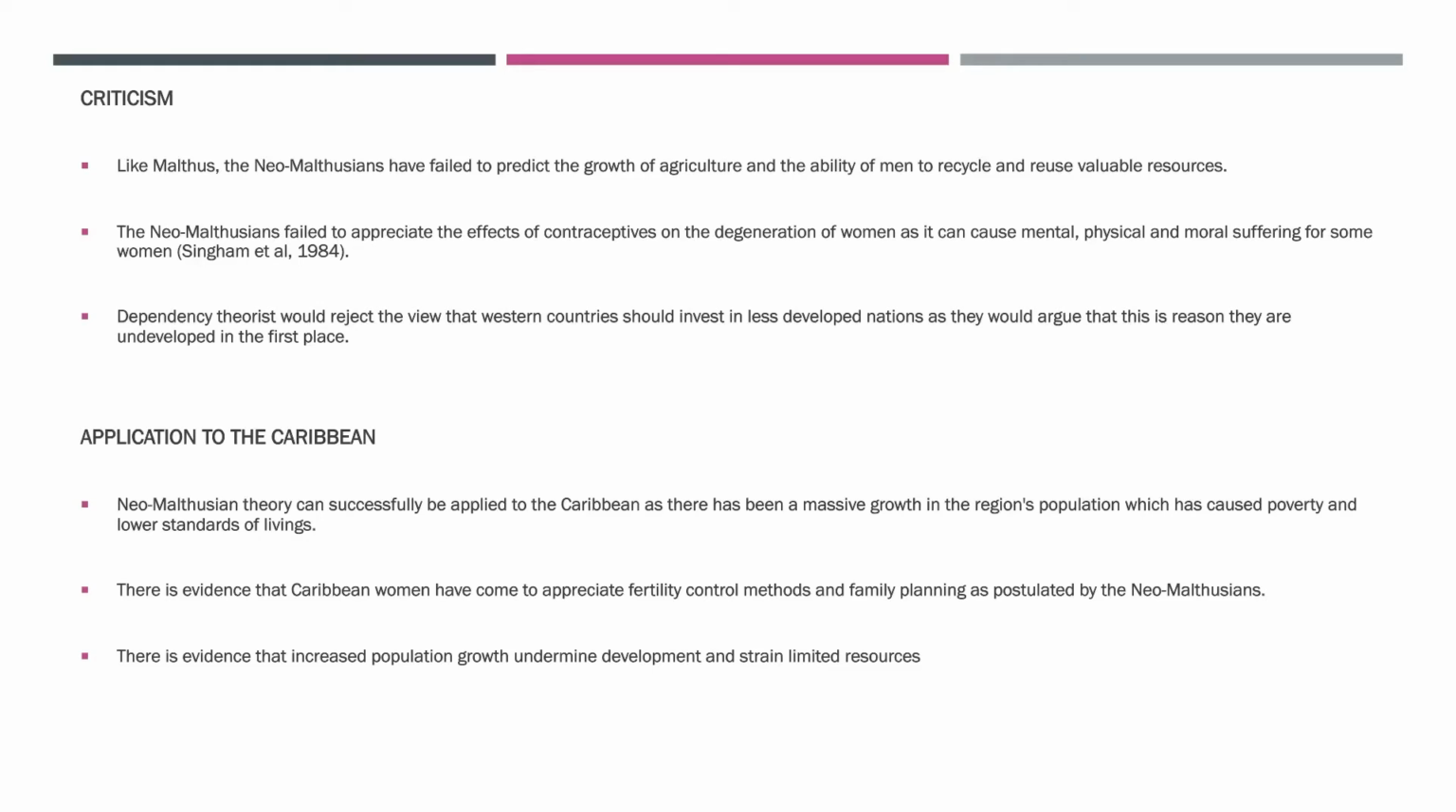So, can it be applied to the Caribbean? Well, yes, it can. Neo-Malthusian theory can successfully be applied to the Caribbean, as there has been a massive growth in the region's population, which has caused poverty and lower standards of living. So, like in Jamaica, right? In Jamaica, like Kingston, you have many people residing in Kingston. Kingston is the active area in Jamaica. It's filled with all the major businesses.